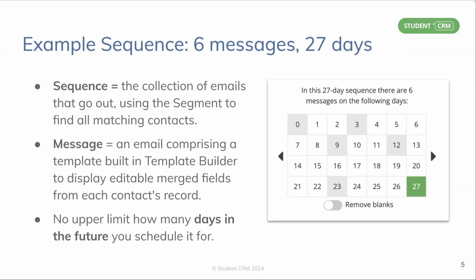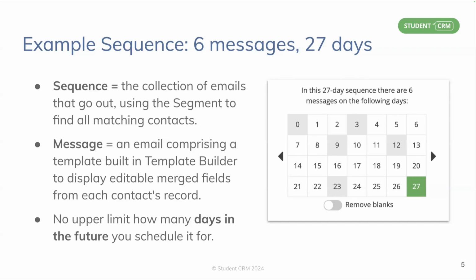What the days are between. So a sequence is the collection of emails that go out, and the sequence uses the segment to find all matching contacts. So it's very simple. I want to find all teachers. That would be my segment. The message is an email. It comprises a built-in template builder, which I'll show you in a second, and it can display editable merged fields from each contact's record. So you can make use of the data you've stored in each contact's record to merge into the messages that go out. And there's no upper limit for how many days in the future you can schedule it for. You might do it 500 days in the future, 5,000 days in the future. There's no limit to it.